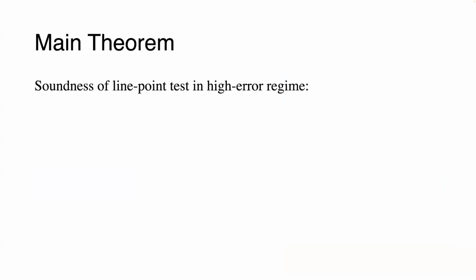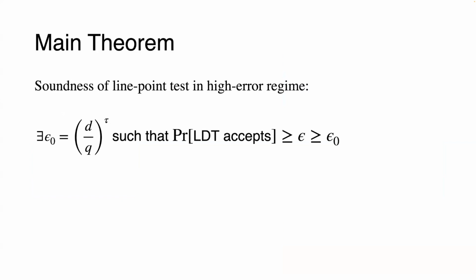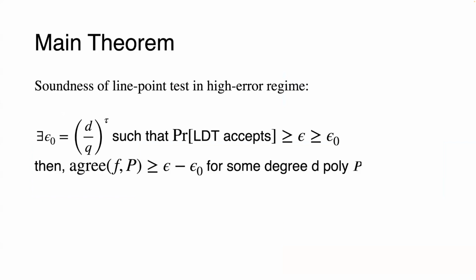So our main theorem is the soundness guarantee for the line point test in the high error regime. We show that as long as the low degree test passes with probability epsilon that's larger than a certain threshold epsilon naught, we must have that the function agrees with some low degree polynomial on epsilon minus epsilon naught fraction of the places. And this analysis only requires q to be at least as large as some constant times the degree.